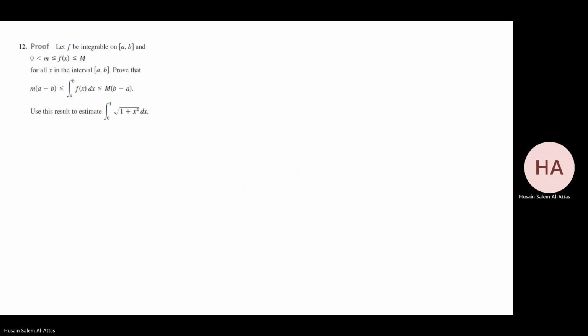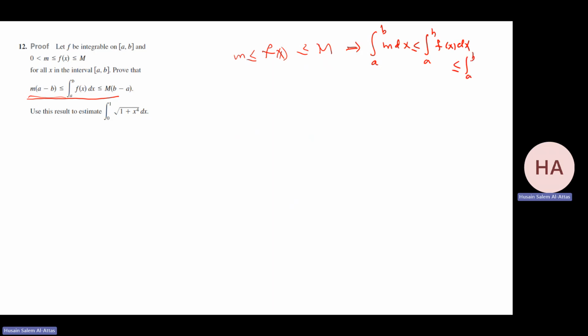Yeah, this one is for the estimation. I think it's good to know it. Yeah, this one is easy to prove, so let me do the proof here. If m is less than or equal to f of x, which is less than or equal to capital M, then the integral of m from a to b will be less than the integral from a to b of f of x dx, less than the integral from a to b of capital M dx. This is just a constant, so it will be m times b minus a, and this will be capital M times b minus a, which gives me this.